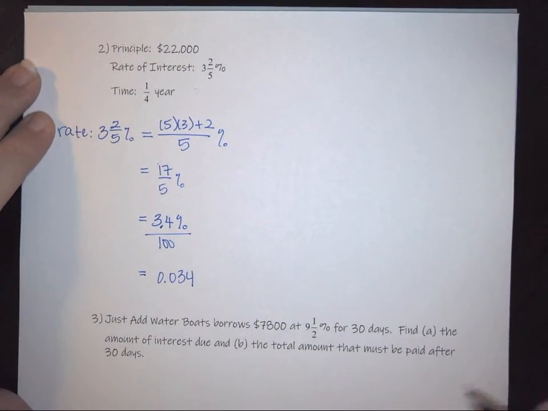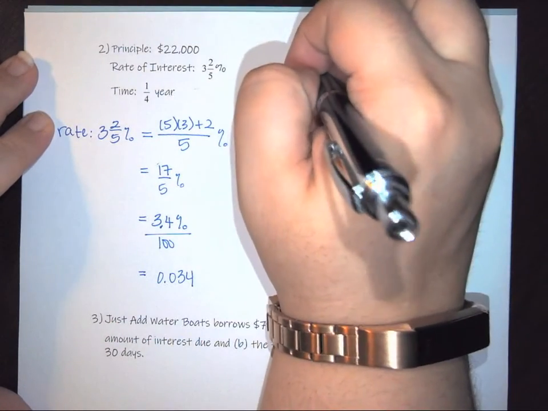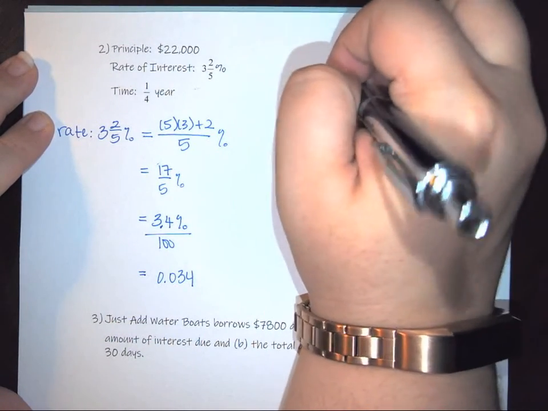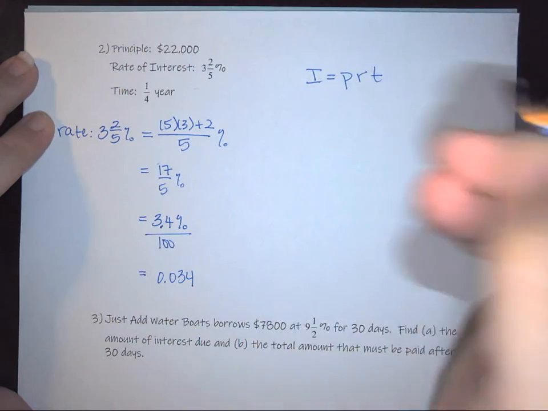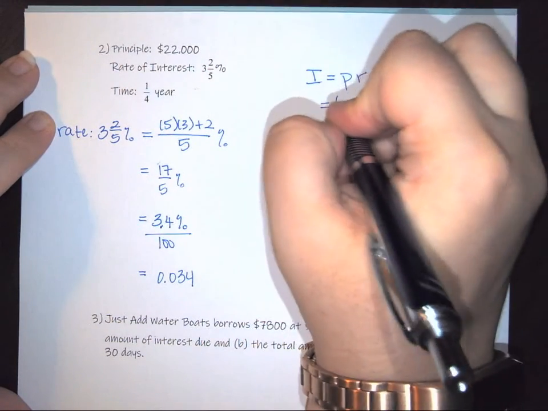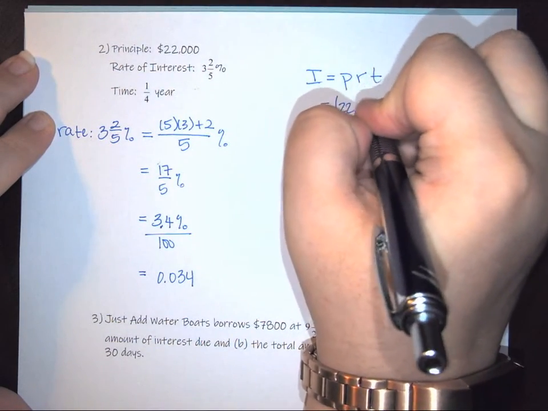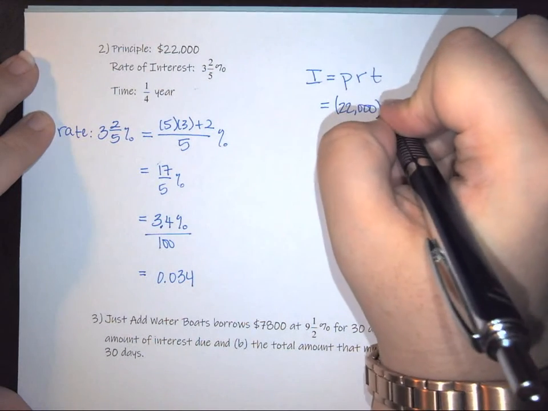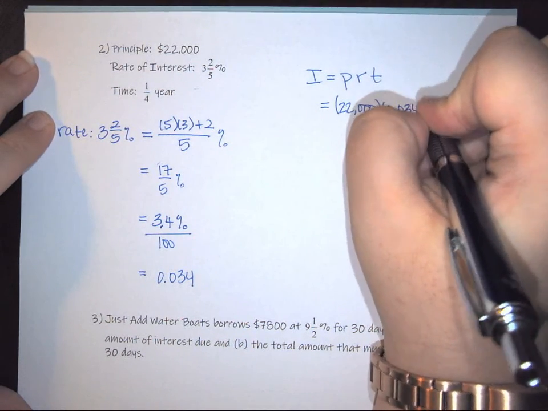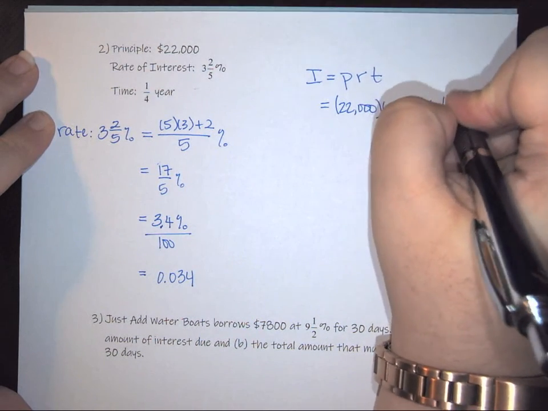Now that we have a rate, we have everything we need. So again, your interest is going to be PRT. So in this case, we're going to have 22,000 times 0.034 times a quarter.